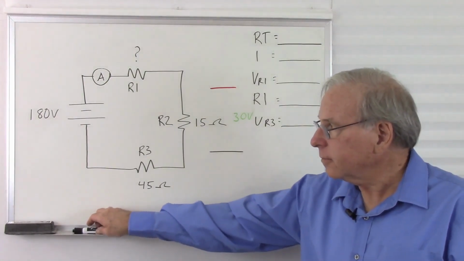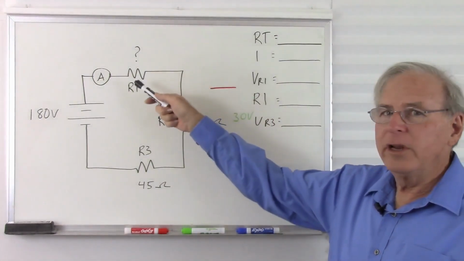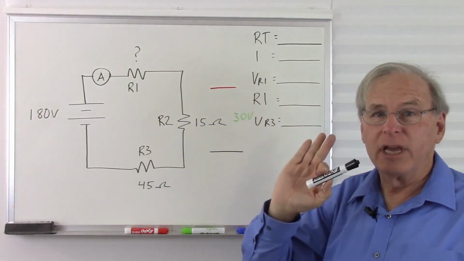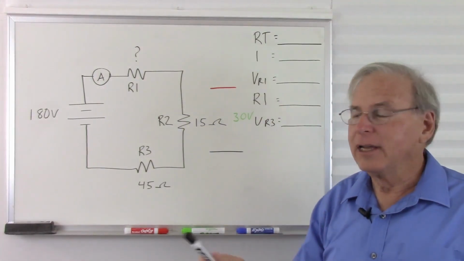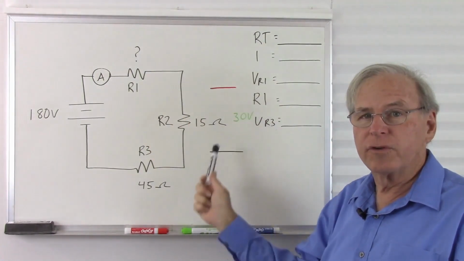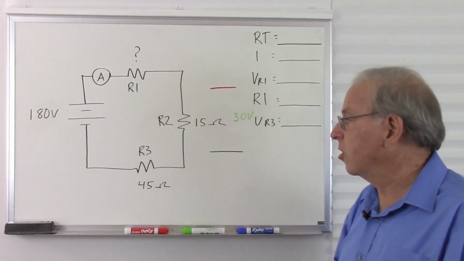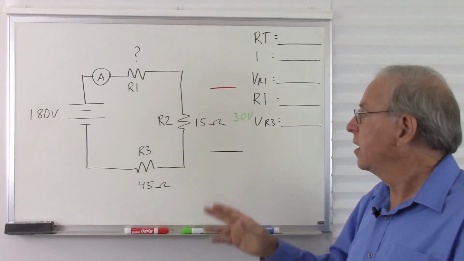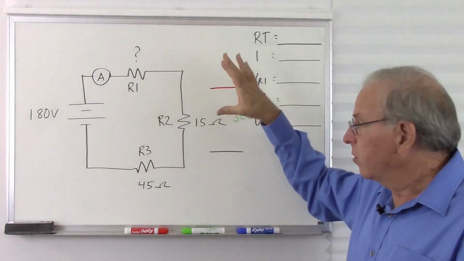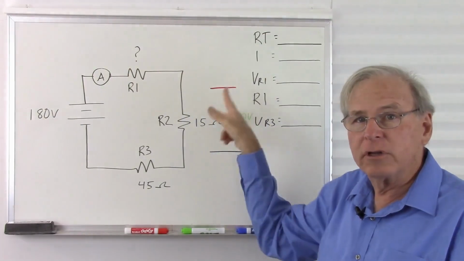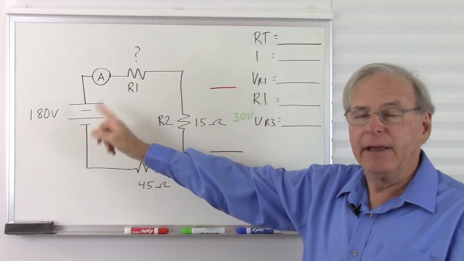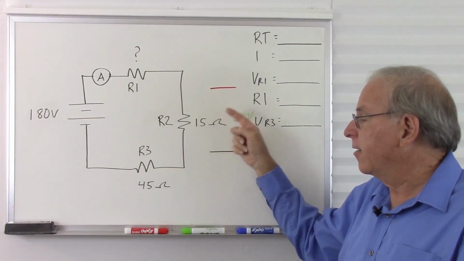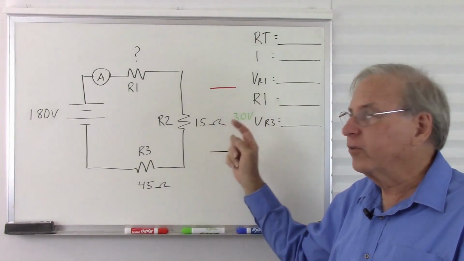Okay, what can we do to figure this out? And once again, we're trying to avoid Ohm's law. Let's see what we can figure out knowing the rules for series circuits and Kirchhoff's voltage law. So we have 30 volts here and 15 ohms. So what are the rules? One, there's going to be 3 voltages and they must add up to 180. Another rule is that the voltage is proportional to the resistance.